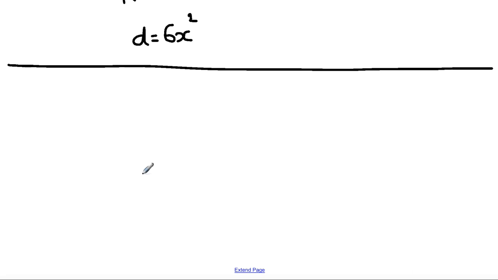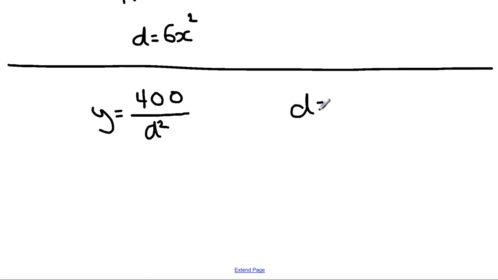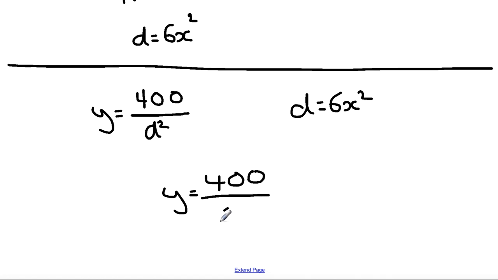So the two equations that we have so far are y equals 400 over d squared, and d equals 6x squared. Now we need to make y the subject, so we're going to substitute d equals 6x squared into y equals 400 over d squared. So y equals 400 over (6x squared) squared.